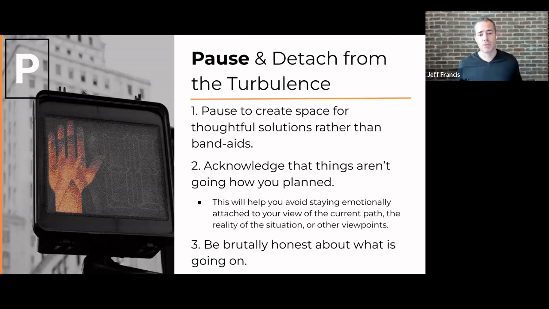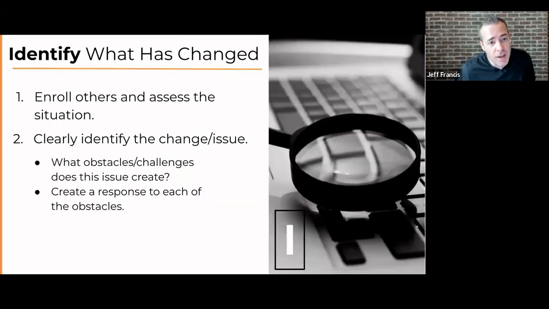And number 3 is just be brutally honest about what is going on. If you made a mistake, and that's kind of where we're at here, just be honest with yourself about that so that you can actually take steps to rectify it, right? The other one could be just being honest about, what are the real factors at play here, right? Be willing to explore everything so that you can really arrive at the best answer. So P is first step. Next is I, identify what has changed. So this is about clarity, right?